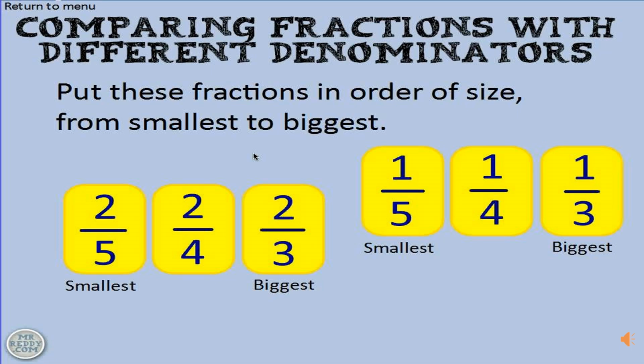Arrange unlike fractions with same numerator from smallest to greatest. As we know, the fraction with the greater denominator is the smaller fraction. Among the given fractions, 2 by 5 is the smallest one and 2 by 3 is the greatest one. In the second set of fractions, 1 by 5 is the smallest one and 1 by 3 is the greatest one.